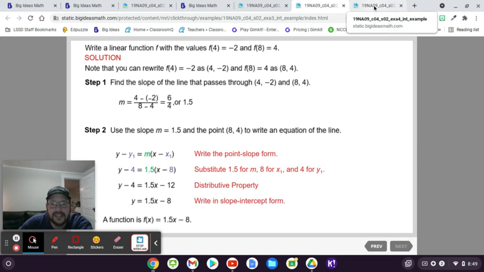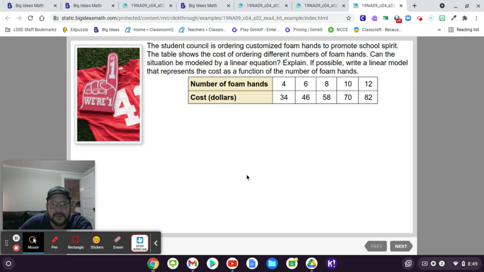Okay, now, word problem. Here we go. Student council is ordering customized foam hands to promote school spirit. The table shows the cost of ordering different numbers of foam hands. Can this be modeled with a linear situation? So first, look at the pattern here and decide, is this linear or not linear? And then, if possible, write a linear model.